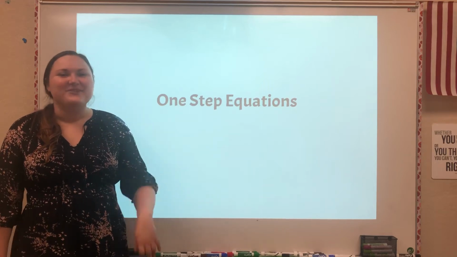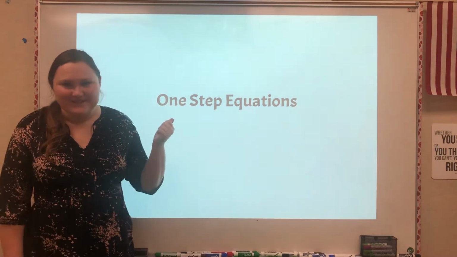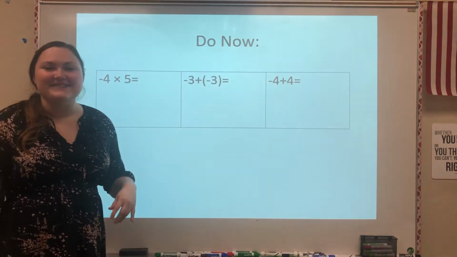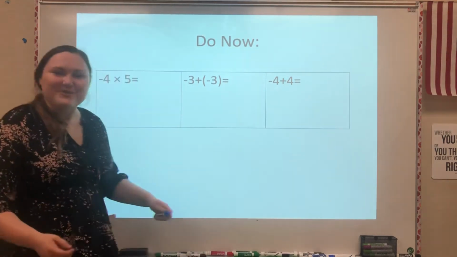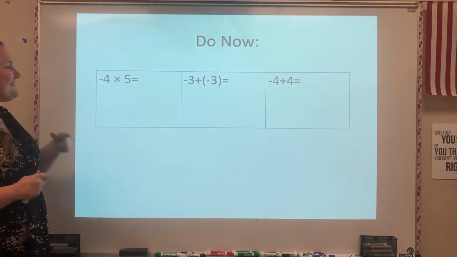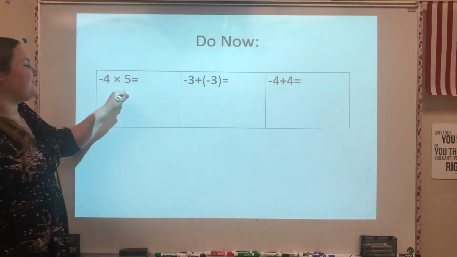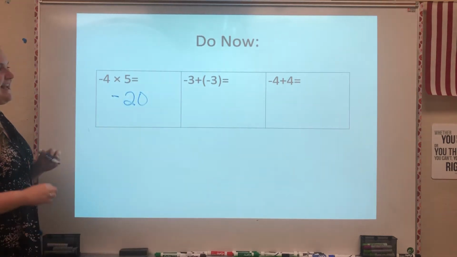Hi math students, and welcome to our lesson on one-step equations. Before we start looking at some equations, the first thing I've got is 3 review questions for you. These should be just like short questions. The first one says negative 4 times 5 equals, well, 4 times 5 equals 20, and a negative times a positive always gives us a negative.